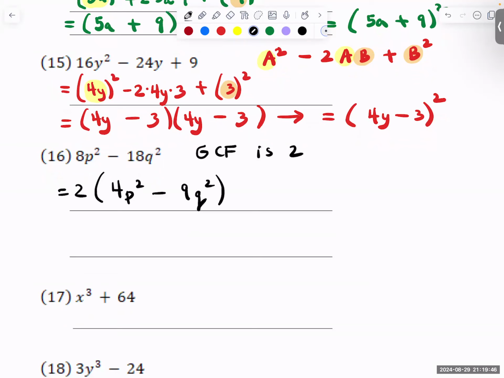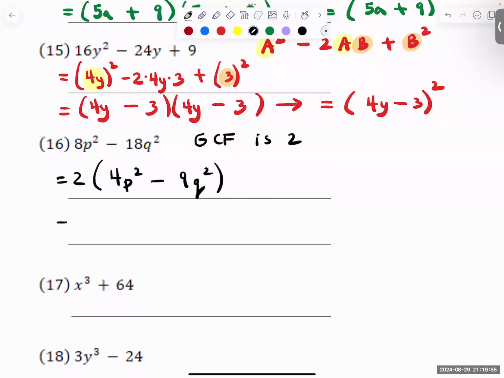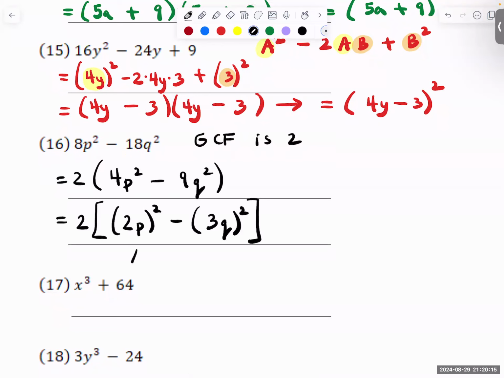So still, we have two squares, p squared, q squared, but also 4 is a perfect square, 9 is a perfect square. So we can rewrite it as, let's put a bracket here, 2p quantity squared minus 3q quantity squared, close bracket. And then we have inside the brackets what looks like capital A squared minus capital B squared, a difference of two squares, which factors as a product of conjugates, a plus b, a minus b.